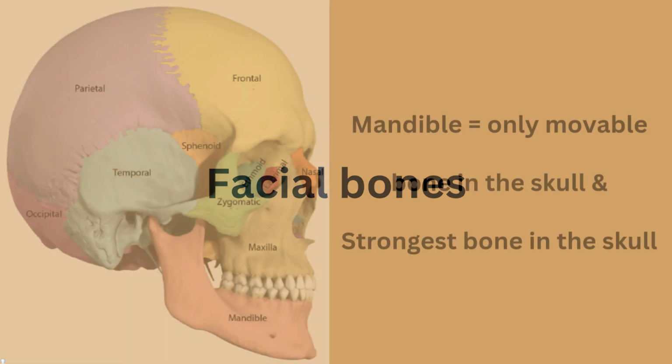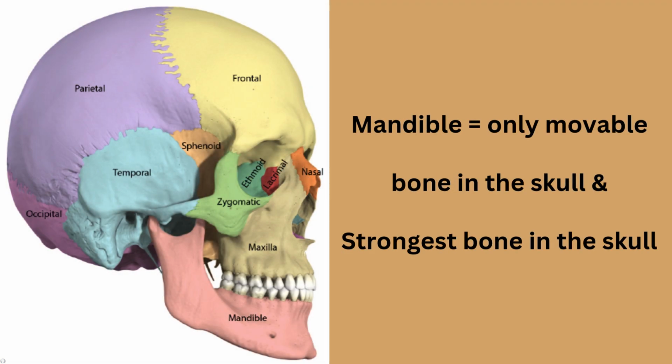We have 14 facial bones. Out of the 14, we have 2 that are the only ones that are unpaired, and these are the mandible and the vomer. These are the only unpaired facial bones, and the rest come in pairs. Mandible is the only movable bone in the skull, and it's the strongest bone in the skull as well.